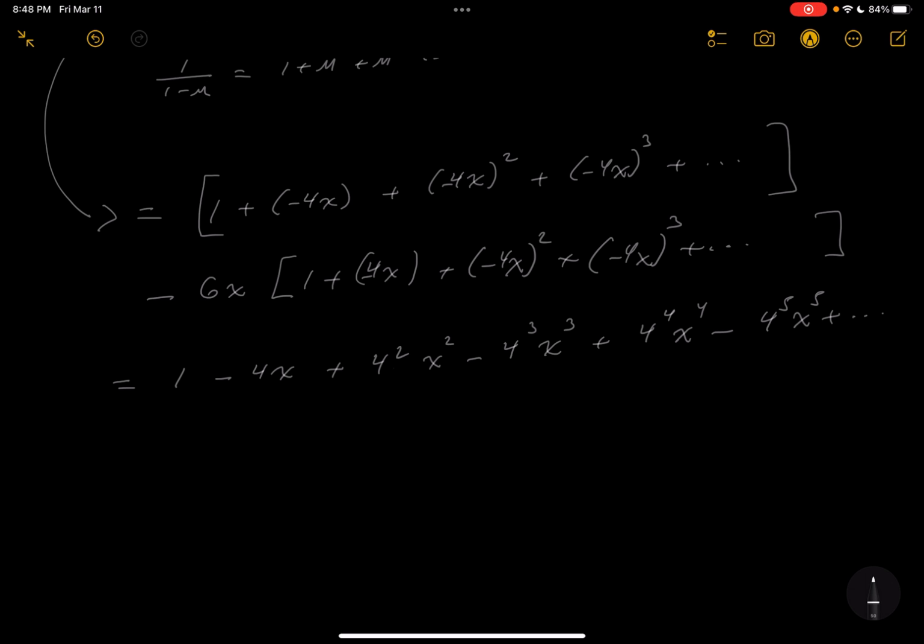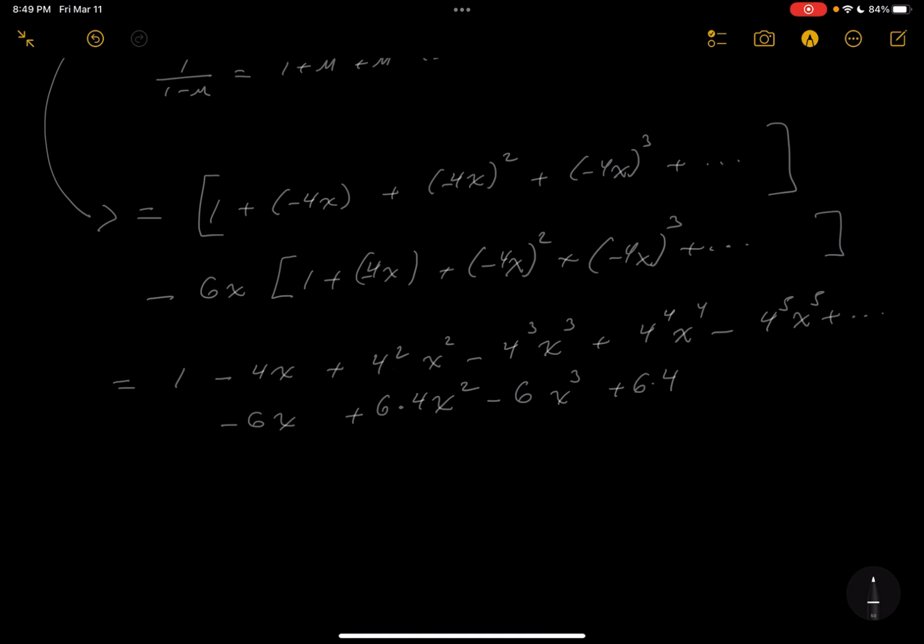Let me do the other one, and I'll be careful. It's going to be minus 6x. And then it's going to be what? Plus 6 times 4x squared. Let's see, minus 6x cubed, plus 6 times 4.